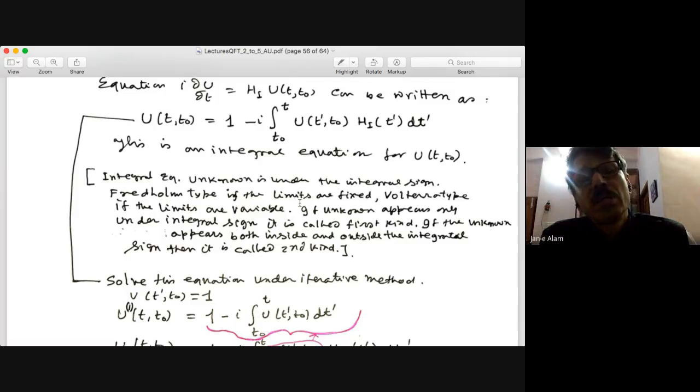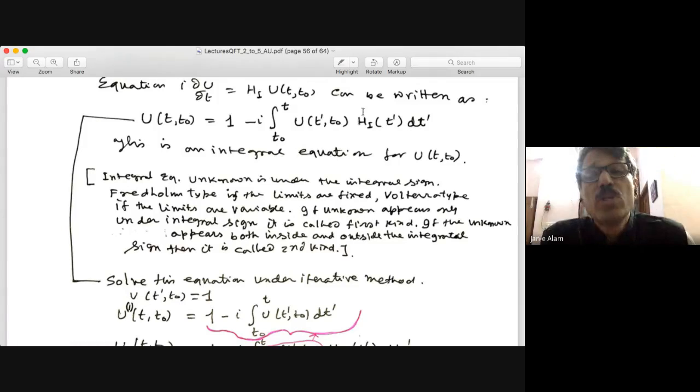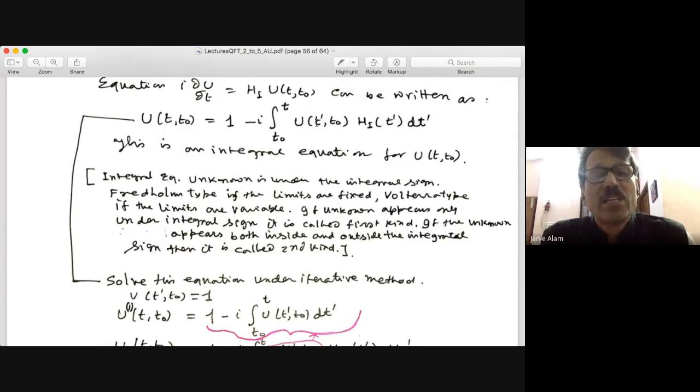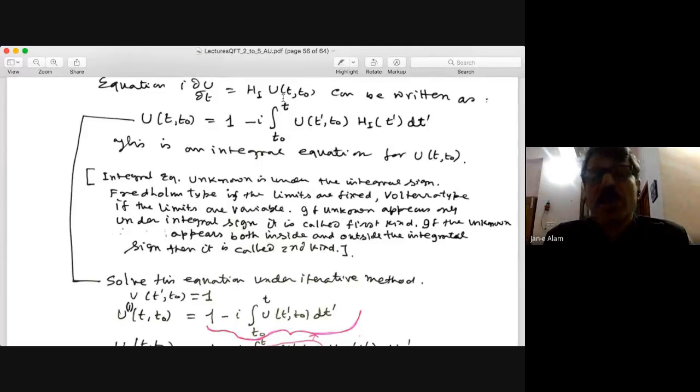There are also two other kinds of integral equations. If the unknown is only under the integral sign, then it is called an integral equation of the first kind. But if the unknown is both outside and inside the integral sign, then it is called an integral equation of the second kind. So this is of course an integral equation of the second kind, because the unknown is there both outside and inside the integral sign. And this is a Volterra integral equation, because the integration limit is variable.